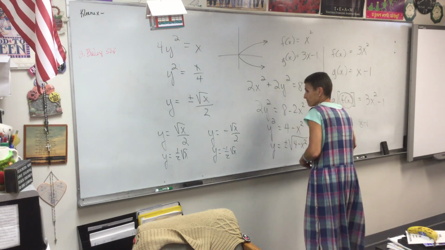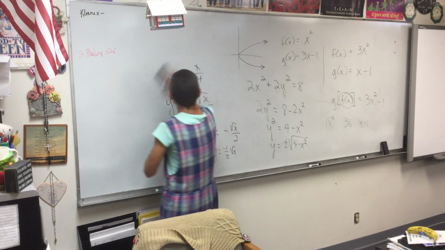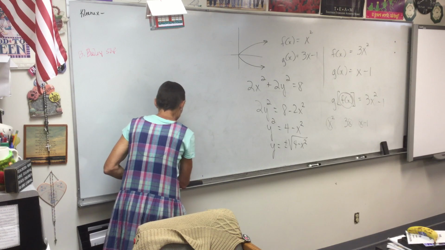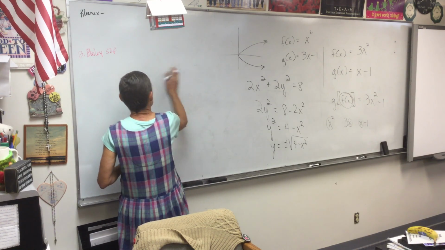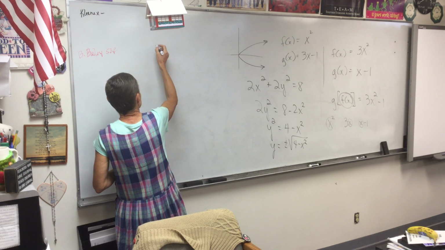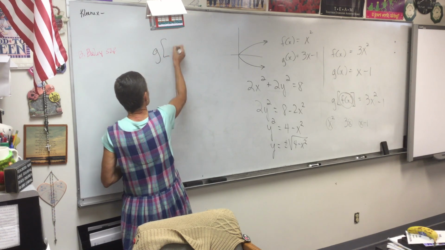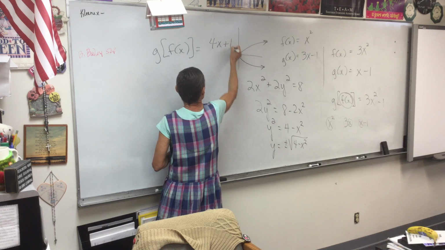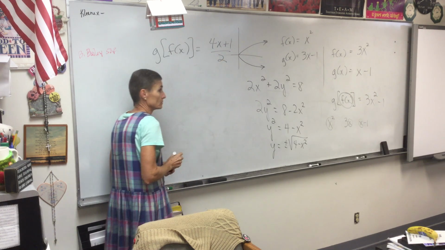Let's try another one. Some of you look like you get it, and some of you look like you're a little bit foggy on this Monday morning. So let's try another one. Let's say g of f of x is 4x plus 1 over 2.